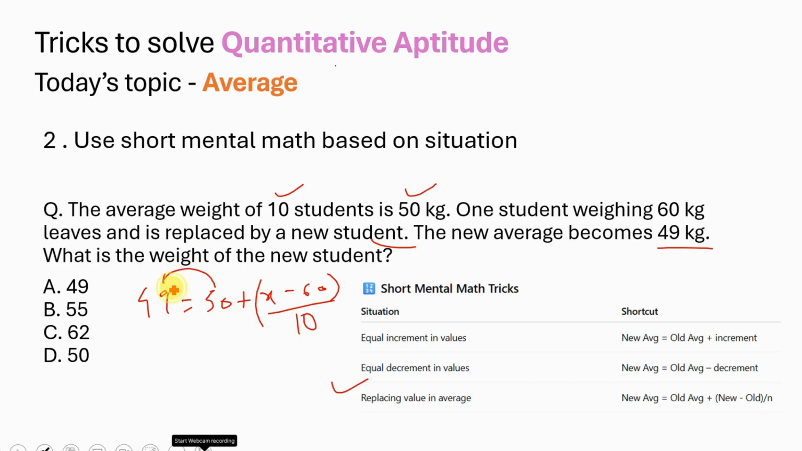So if 50 goes this side, then 49 minus 50 is minus 1. Then 10 also multiplies from this side, so minus 10 equals x minus 60. So minus 10, if 60 comes here, then x equals 50. So the answer is 50. Here again, the question is the same, only the way of asking is changed. We are using the same formula every time. So just keep on practicing, then only you will be comfortable with these kinds of questions.